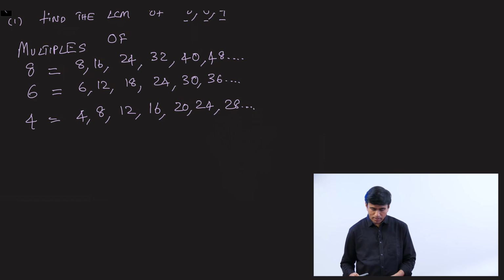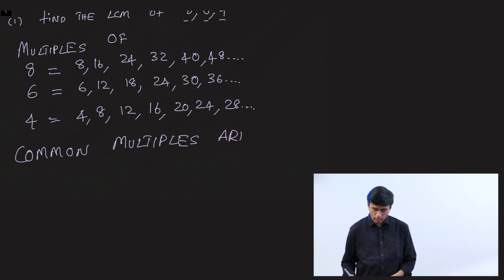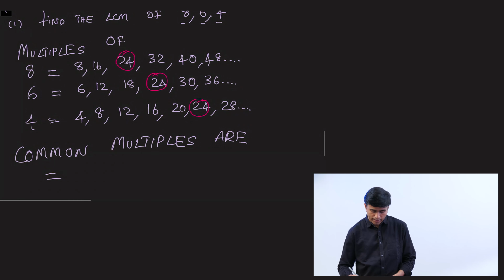The next step is to write down the common multiples. What are the common multiples? Let's circle the common multiples first. We have 24, 24, 24. That's right. We also have 48. That's right. You know why 48 is a common multiple?